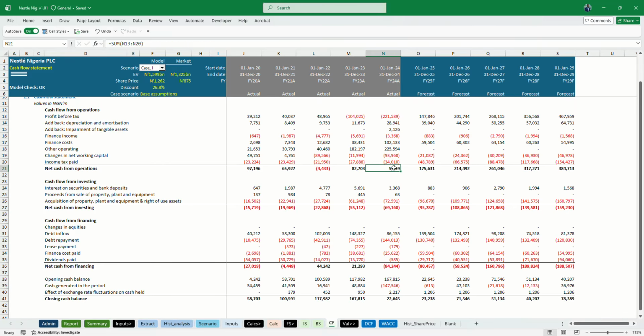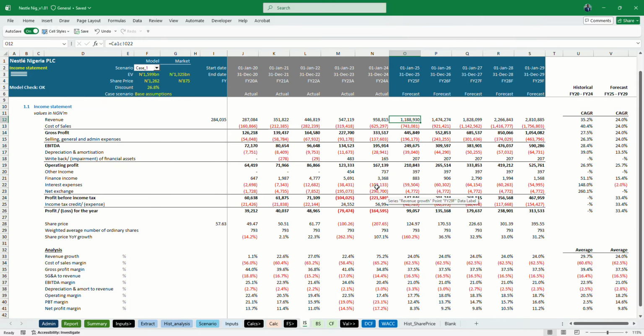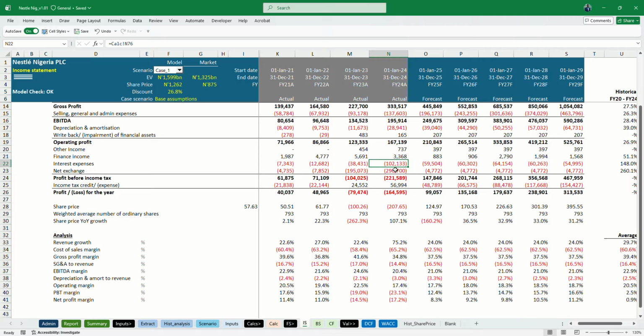Also cash flow from operation reduced significantly, and that is also coming from, so if you go to the income statement, we can see that in year 2024 the net exchange loss alone, look at what that looks like, and also increasing that interest expense line item.